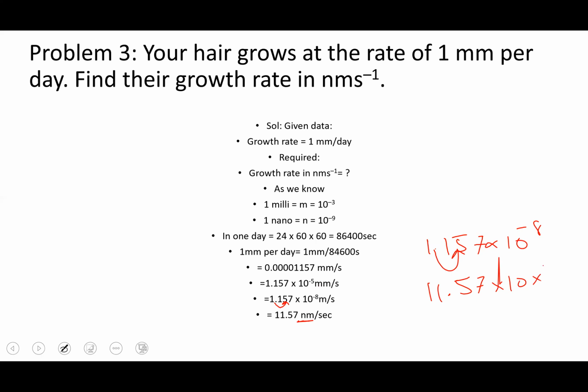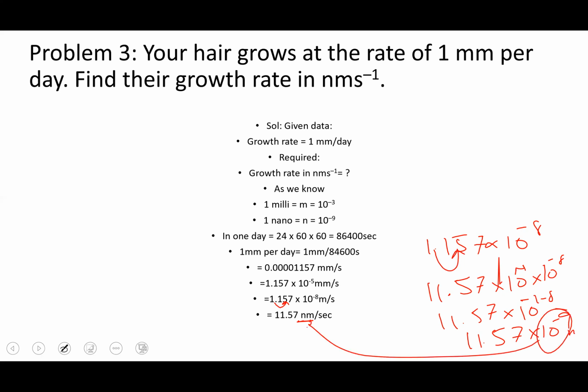Or you could say 10 multiplied by 10 to the power minus 8. So this is 1 and this is 8. So 11.57 plus 1 minus 8. Or you can say in this case minus 1, because it's moving towards the right, so we are increasing the value, and in the power we are decreasing the value. So it is going to be written as 11.57 into 10 to the power minus 9 meters. So this 10 to the power minus 9 can be represented as nano. That is why we have written 11.57 nanometer.